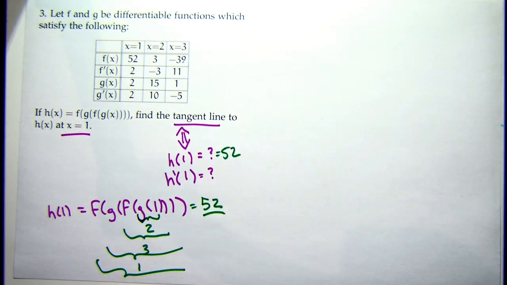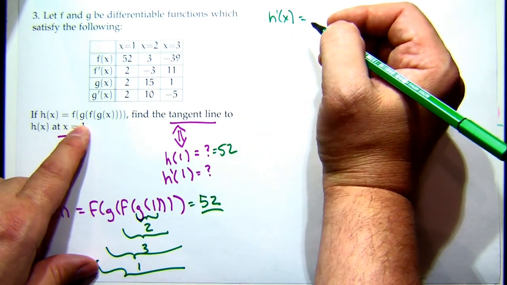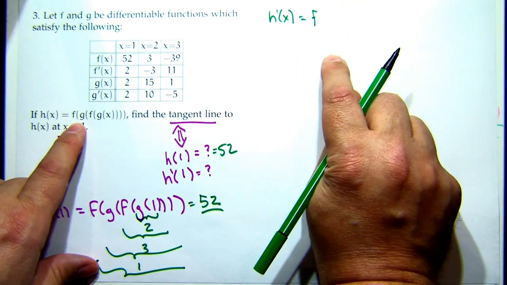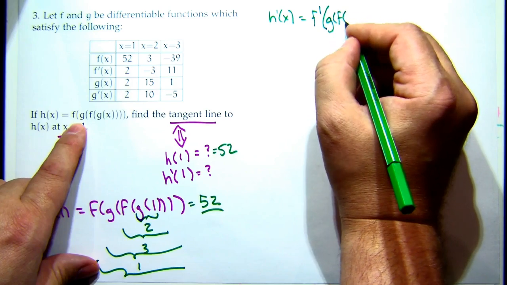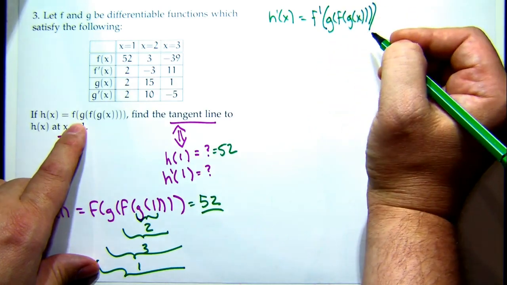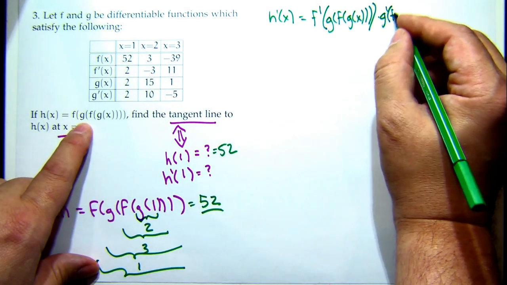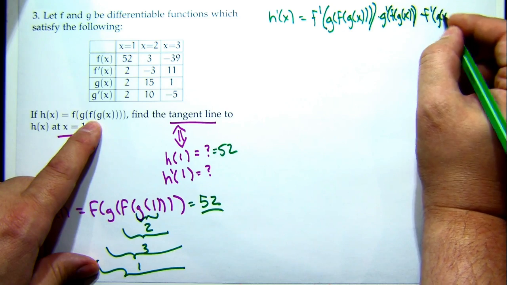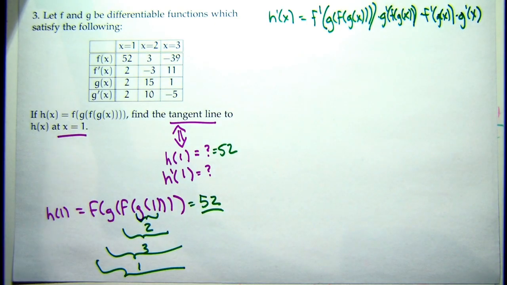Now, halfway done. I know h of 1. The other half, h prime of 1. Well, before I can find h prime of 1, let's find h prime of x. So what rule do I need to take the derivative of f of g of f of g of x? Chain rule. Do the chain rule. Yeah, okay. Derivative of the outside? F prime of g of f of g of x. Leave the inside alone. Times derivative of the inside. So, g prime of f of g of x. Times the derivative of the inside. F prime of g of x. Times g prime of x. Times 1. We're done. We've reached the end.